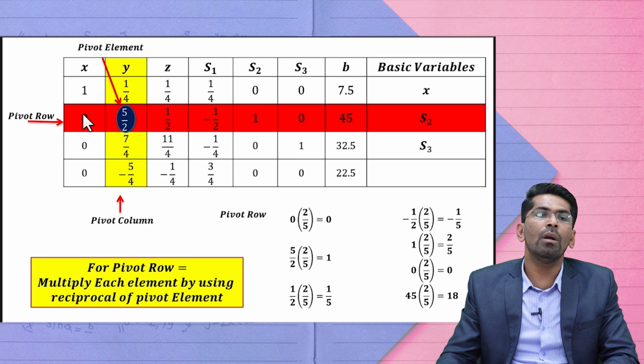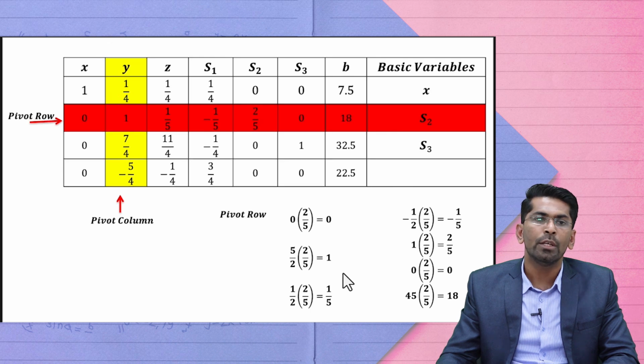So now the old values in the pivot row we are going to replace by using the new calculated values. So it will become 0, 1, 1 by 5, minus 1 by 5, 2 by 5, 0 and 18.